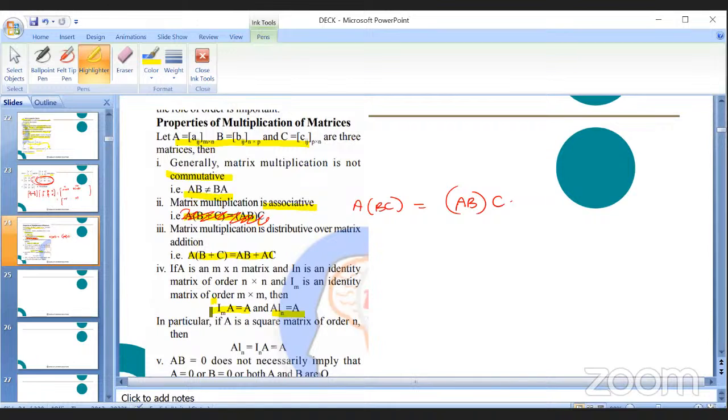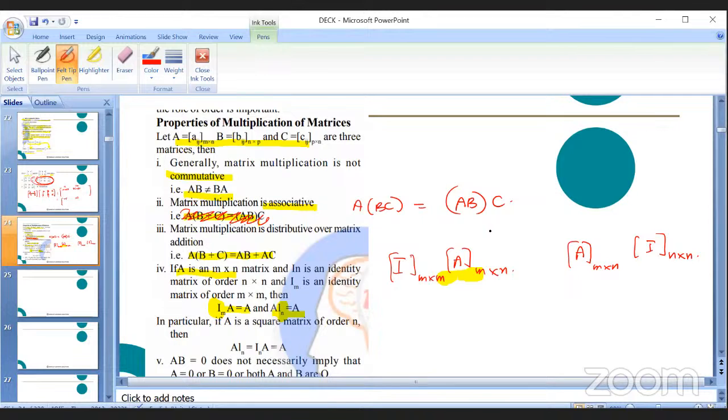But here, the order of the identity matrix should be M in one case, and N in the other, because A is of order M by N. See, if I is of order M by M, and A is of order M by N, then only you can multiply. M columns, M rows, you can multiply. Similarly, A is of order M by N, I should be of order N by N, then only you can multiply, because here N columns, N rows.